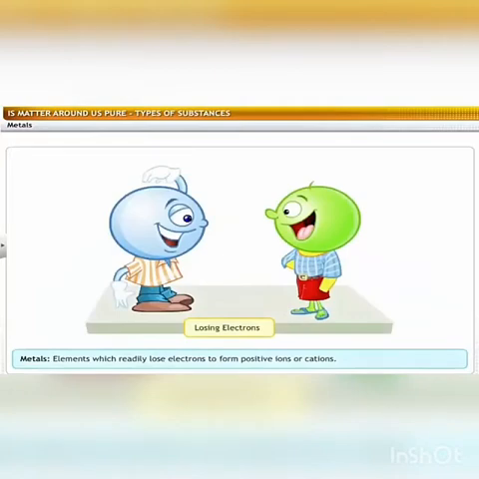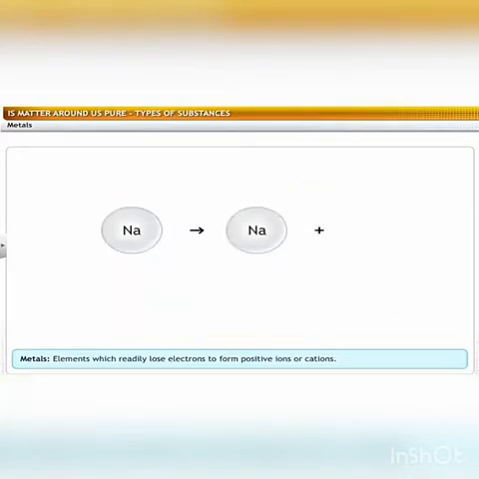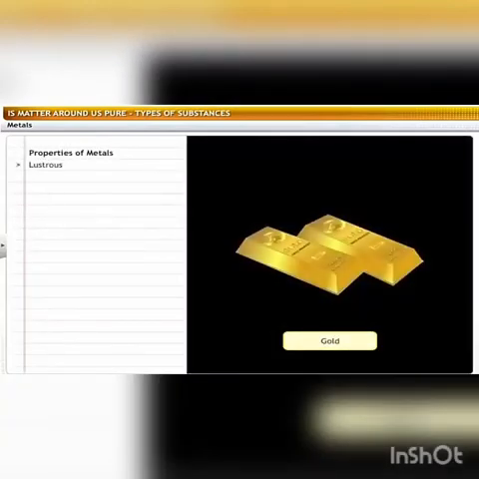Metals are the elements which readily lose electrons to form positive ions or cations. For example, sodium, an alkali metal, loses an electron and forms positively charged sodium ion. Let's observe some of the properties of metals. Metals have luster. When freshly cut, they show metallic luster. For example, gold.